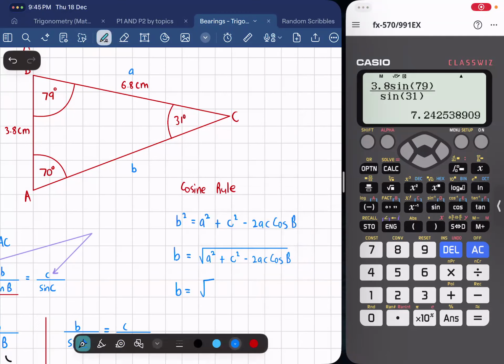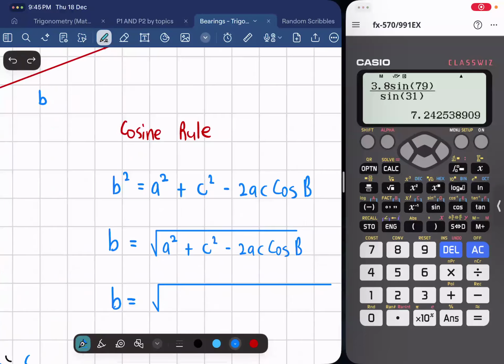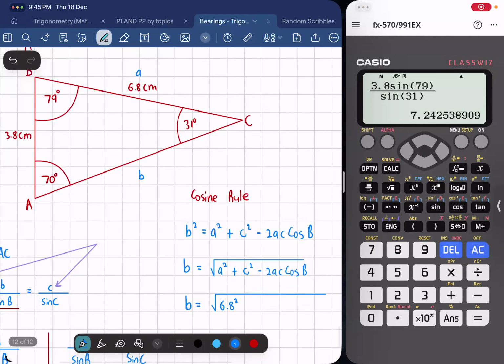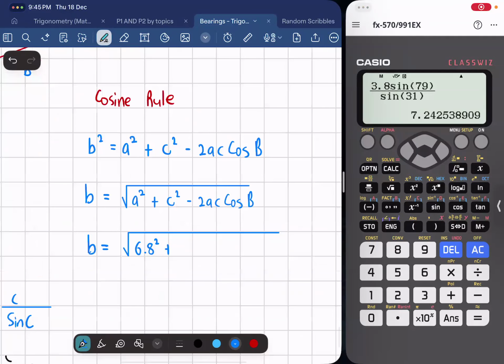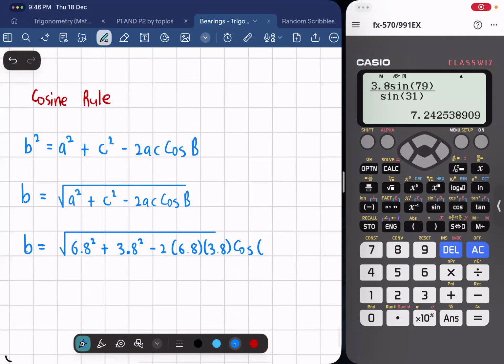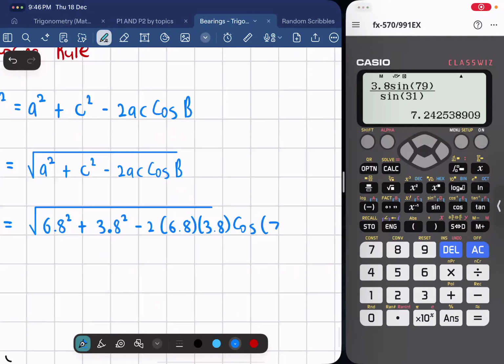So your final answer would be the square root of A. A is 6.8, so that's going to be 6.8 squared. Now, for those of you that have a Sharp, I'll show you how to plug this in. Don't worry. 6.8 squared, C was 3.8, so plus 3.8 squared, minus 2 by 6.8 by 3.8, cos, and the angle for B was 79.